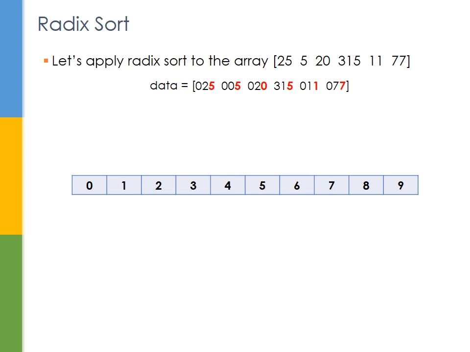If we consider the value 25, we see the rightmost digit is 5, which means it needs to go into pile 5 at subscript 5 within the array. The number 5 also has a rightmost digit of 5, meaning it also needs to go into the pile for the digit 5. 20 goes into the pile for the digit 0. 315 also goes into the pile for the digit 5. 11 goes into the pile for the digit 1. And finally, 77 goes into the pile for the digit 7. So now we've run through all of the values within the data array and assigned them to piles.